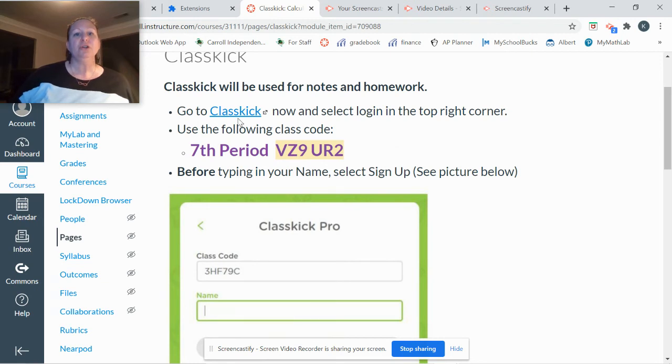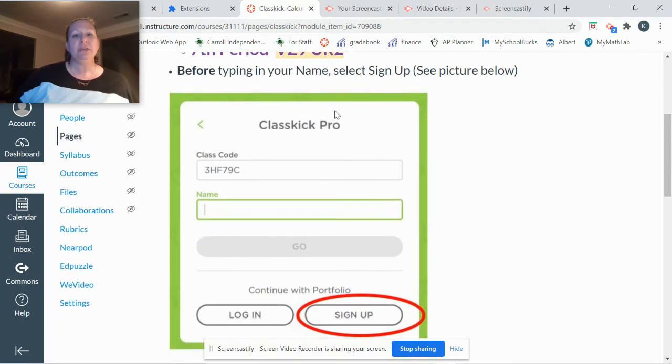So you're going to go to ClassKick, and you're going to select Login in the top right-hand corner. Our class code is VZ9UR2. Before typing your name, you're going to type in that class code, and then you're going to type in sign up. This is really important that you do it this way, because I want you to be a portfolio student so that you have access to everything all year.